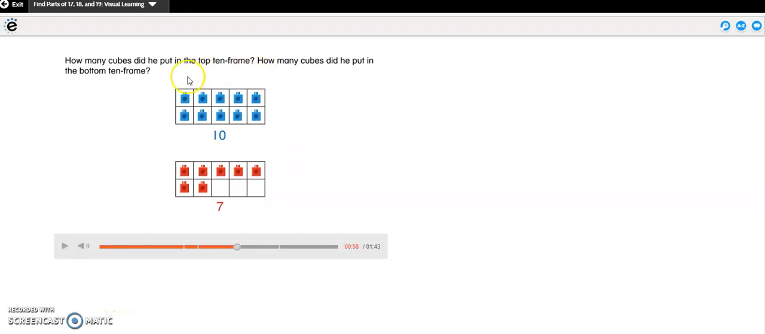Okay, so the top 10 frame is full, so we know it has 10. The bottom 10 frame is not full, so it can't be 10. There are 7 cubes in the bottom 10 frame. We can always tell that the frame does not have 10 when there are extra spaces.